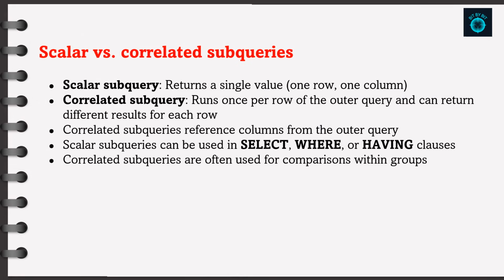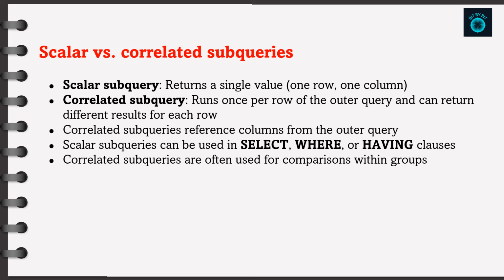Scalar versus correlated subqueries. In this slide, we are comparing scalar subqueries and correlated subqueries. A scalar subquery is one that always returns a single value. That means just one row and one column. You can place a scalar subquery in a SELECT clause, in a WHERE clause, or even in a HAVING clause, because the database can treat it like a constant value.